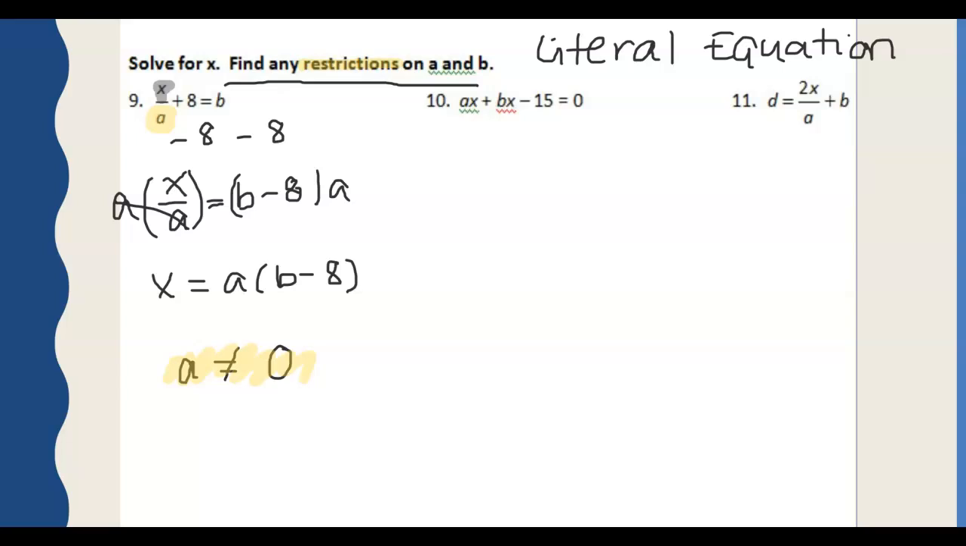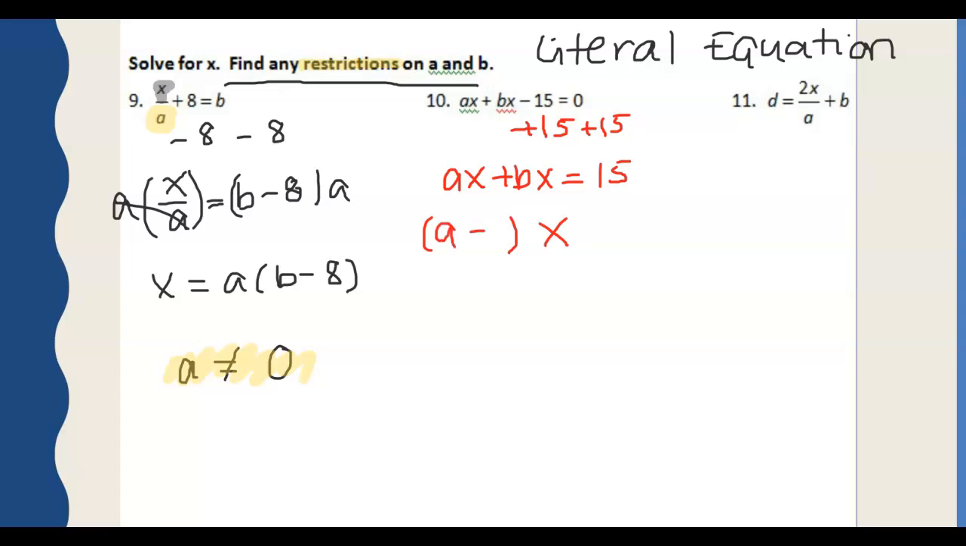Okay, in example 10, the first thing I'm going to do is add 15 to both sides, so that I have x on one side and the numbers on the other. If I asked you what 4x plus 5x was equal to, you would tell me 9x, right? So you added the 4 and the 5. Well, the same is true in example number 10. We just don't know what a and b are. They might be 4 and 5. They might be 10 and 11.